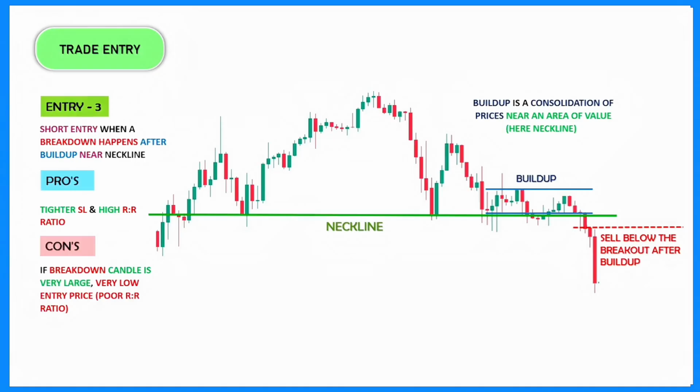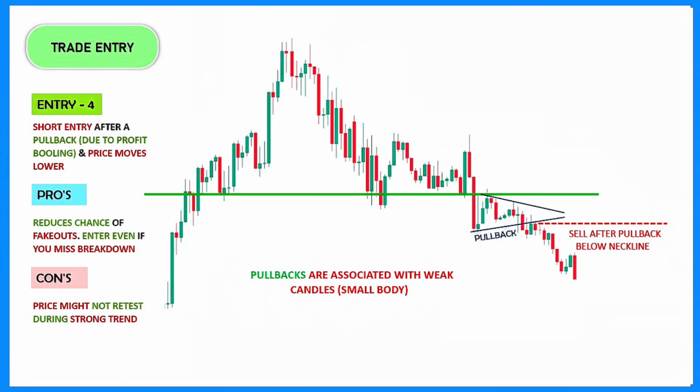The biggest advantage of this method is that it allows a tighter stop loss and provides a better risk-to-reward ratio, which we'll discuss in the next section. The drawback, however, is that sometimes the breakdown candle can be too large, and you might end up selling at a much lower price. Now you might be wondering, what if I miss the breakout? Or what if there's no buildup and the price just continues to fall? That's a valid concern, because buildups don't always occur. In such cases, you can use the pullback entry method.